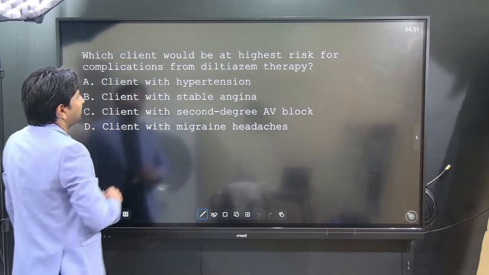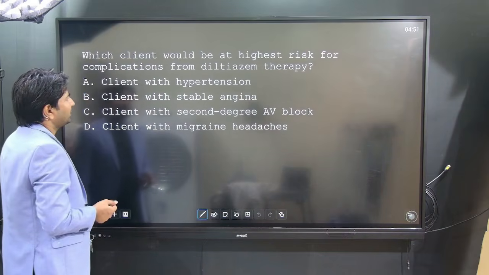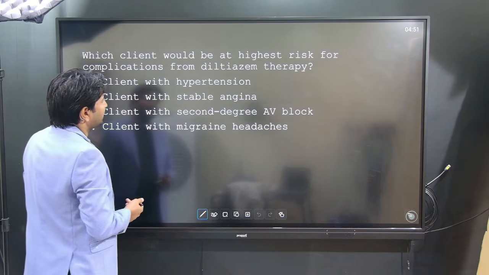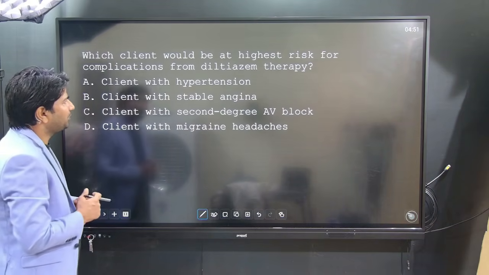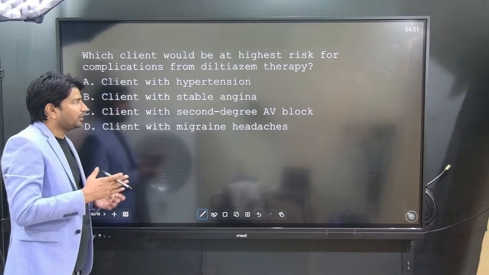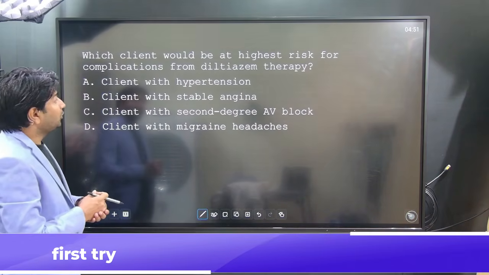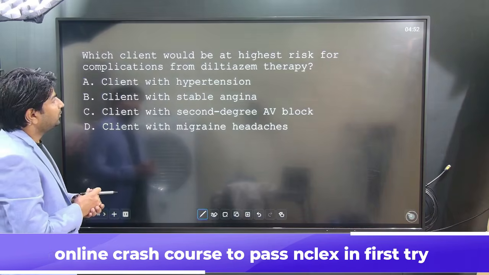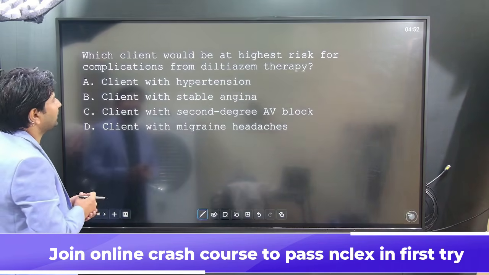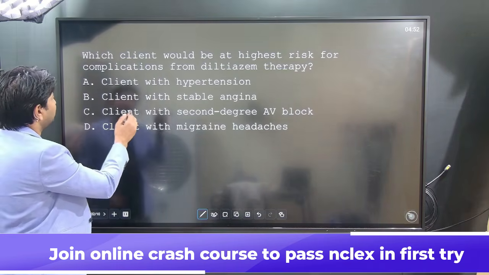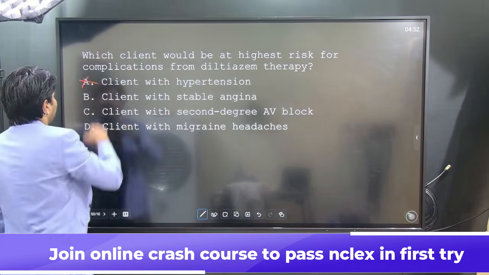A client with hypertension. If the patient has hypertension, then we are giving this to treat the hypertension, because if the heart rate is reduced and the force of contraction is reduced, then cardiac workload and cardiac output will also be reduced. So calcium channel blockers can be given for hypertension. So there is no risk if we give it for hypertension, so we will eliminate this.